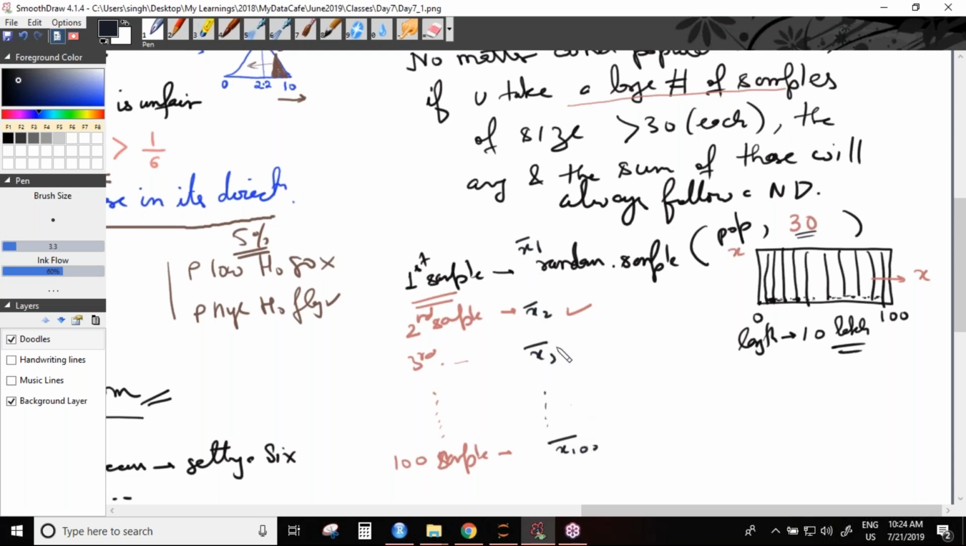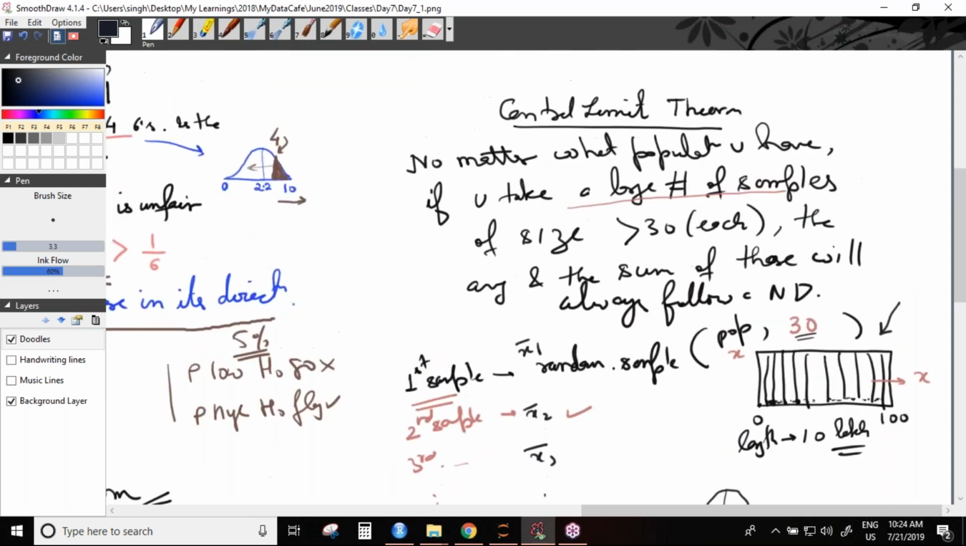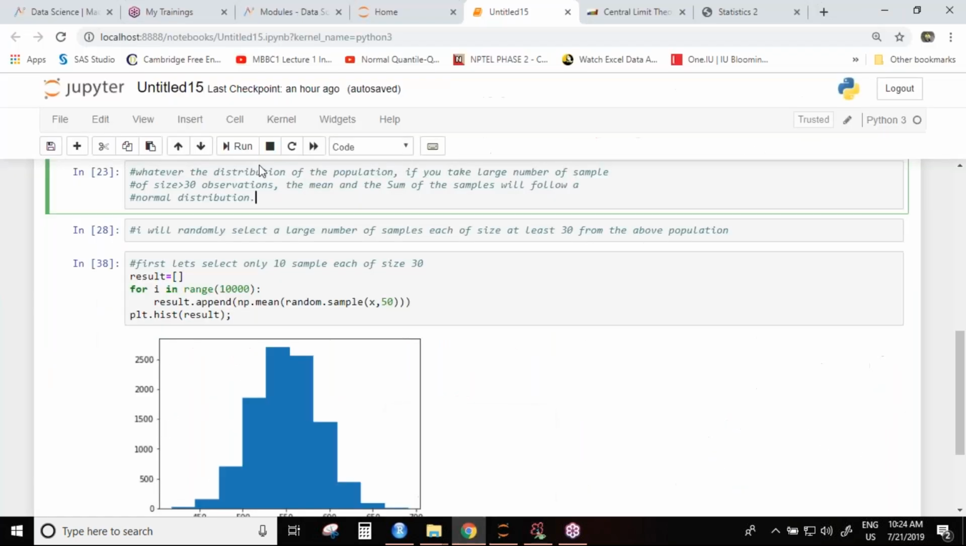Now if you plot those 100 numbers, that will follow a normal distribution. That's what the central limit theorem tells you. Remember, the population was not normally distributed, but if you plot the average of the samples, it will follow a normal distribution. That is why previously I had mentioned that this will follow a normal distribution. So that's what I have tried to prove here.